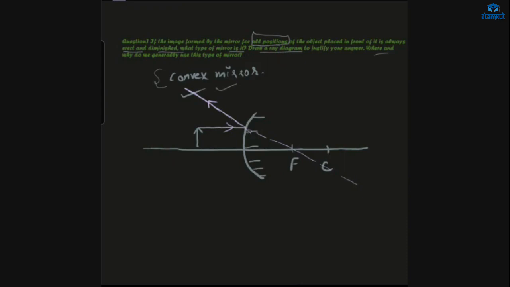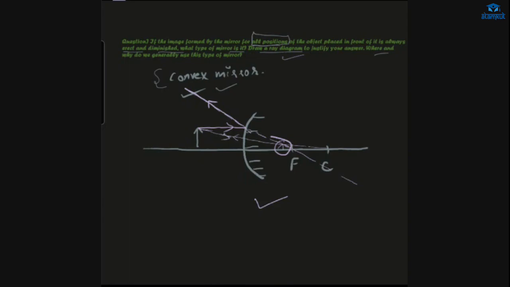And what is the second ray? The second case is the center of curvature. The line passing through the center of curvature will always come back following the same path. Okay, this is the image that we have got. This is a very diminished image, right? This is the diminished image of the object. What type of mirror is it? And draw a ray diagram. This is the ray diagram that we have drawn for this question.